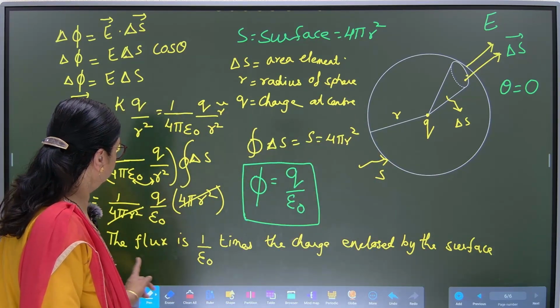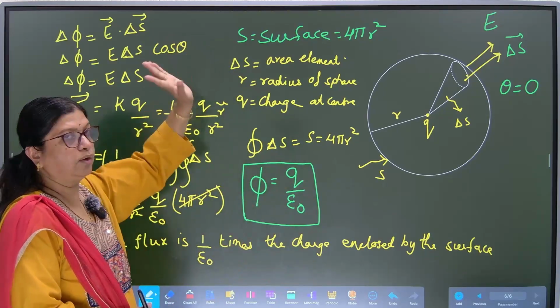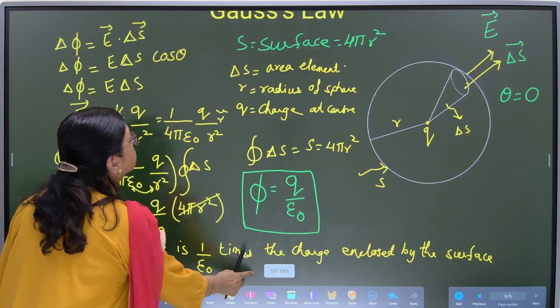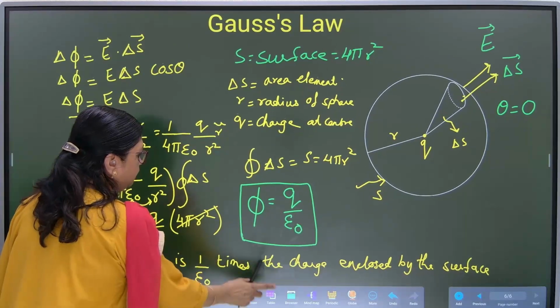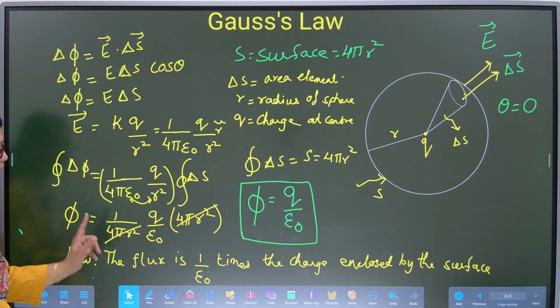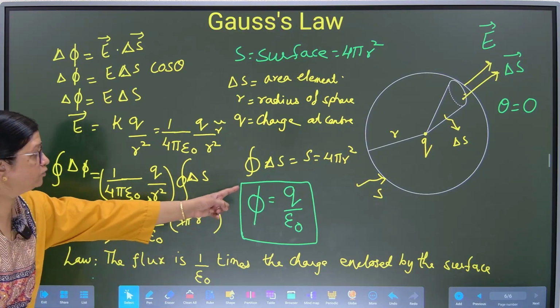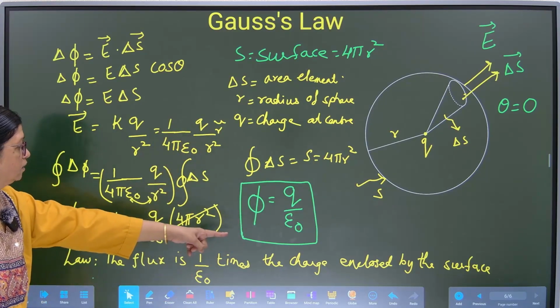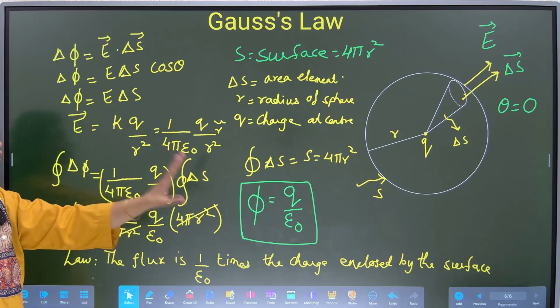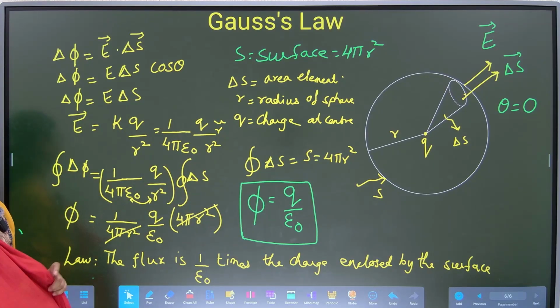This is the Gauss's law which we have done. I just bring this down again. So this is the Gauss's law, where it states that the flux is 1 upon epsilon times the charge. You can even say net charge enclosed by the given surface.